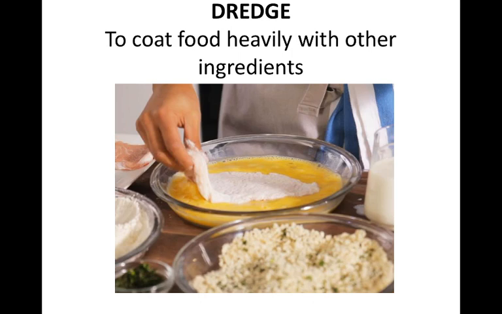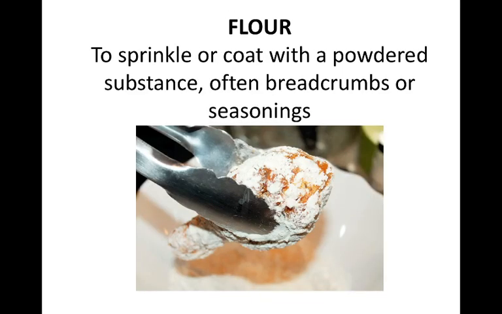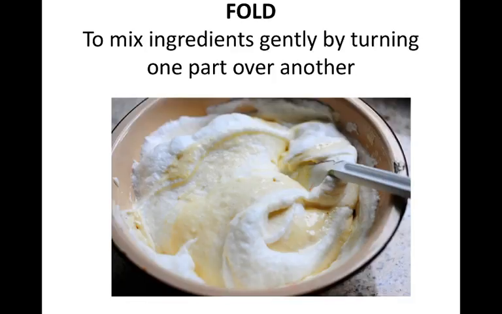Dredge. When you are dredging something, you're coating your food heavily with other ingredients. So a good example of this would be chicken strips. You're going to probably get them wet either with egg or with water, and then you're going to throw it in your breadcrumb mixture. You're dredging those chicken strips. Flour. This is to sprinkle or coat with a powdered substance. Usually you're going to want to use like cornstarch or like maybe powdered sugar if you make Muddy Buddies.